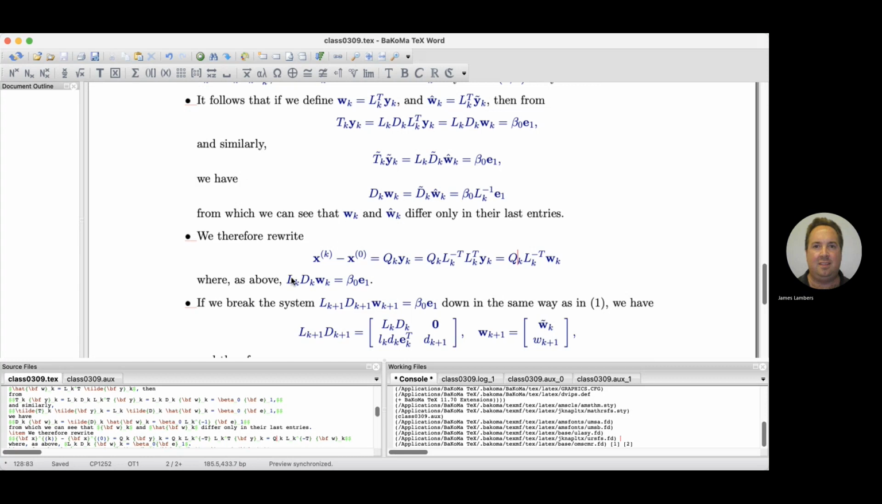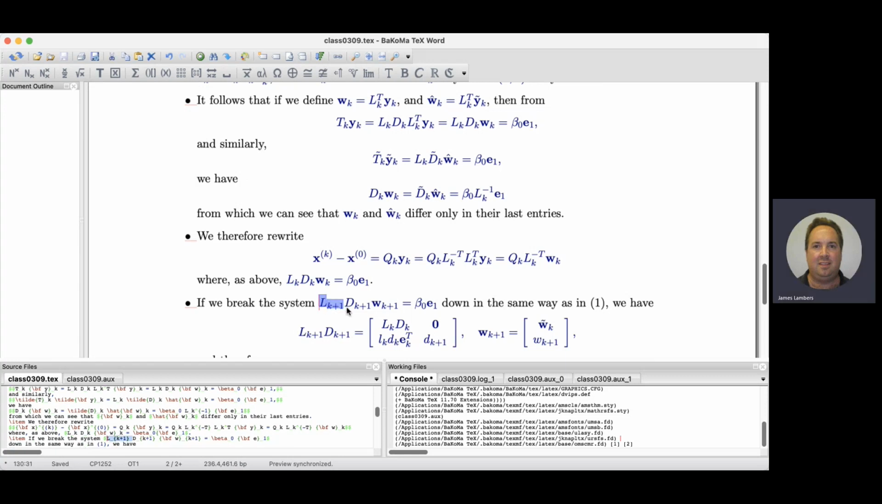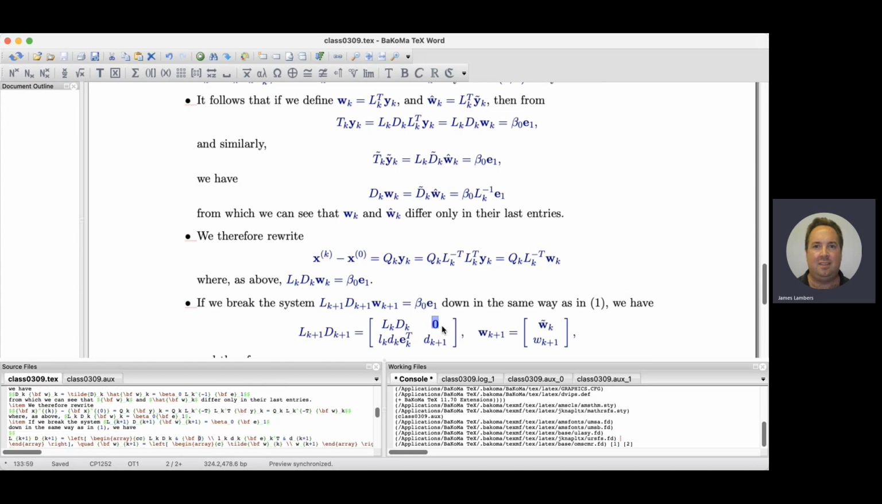Now, if I take this system that was first mentioned up here and look at the k plus 1 case, and I break it down like I did a system of TK before using the block structure, then I have this. What's different this time is TK was tridiagonal, but LK plus 1 is lower triangular, and this is diagonal. So this whole matrix is also lower triangular. So we get a 0 here, and that's going to be very helpful to us.